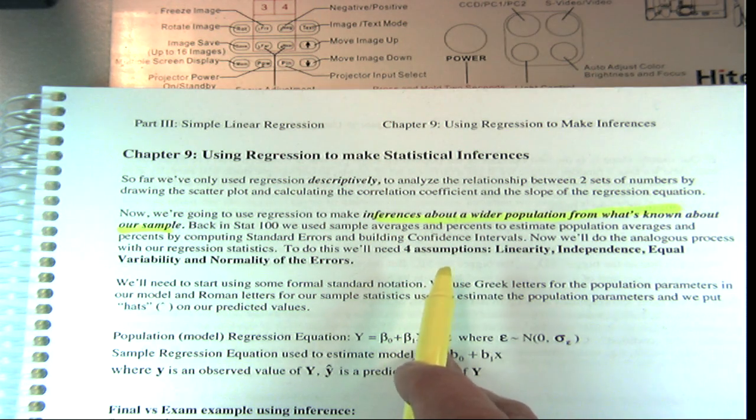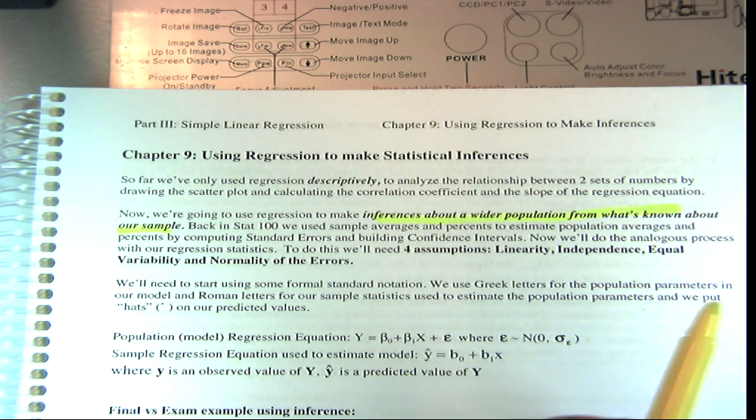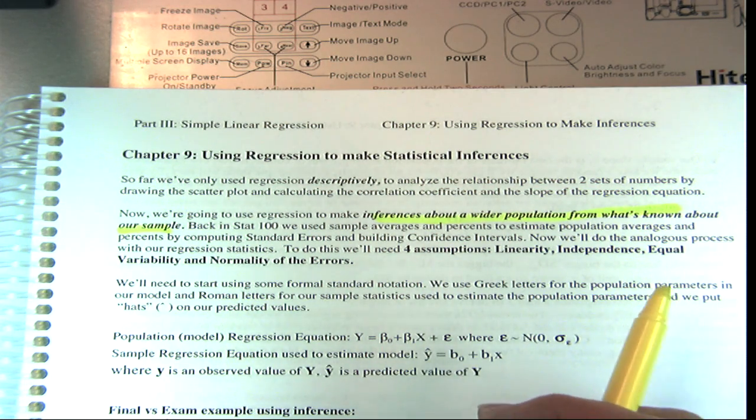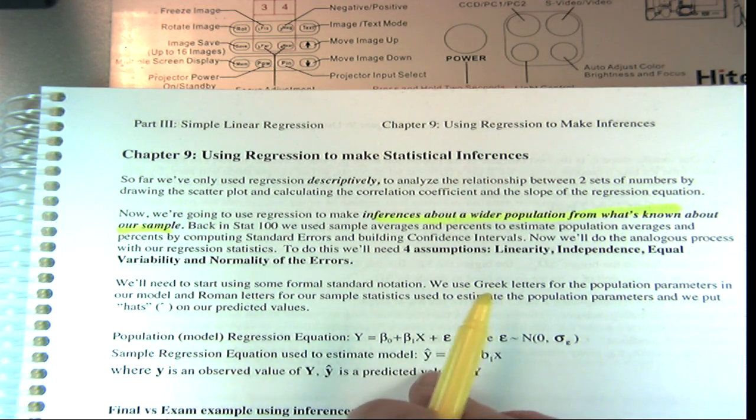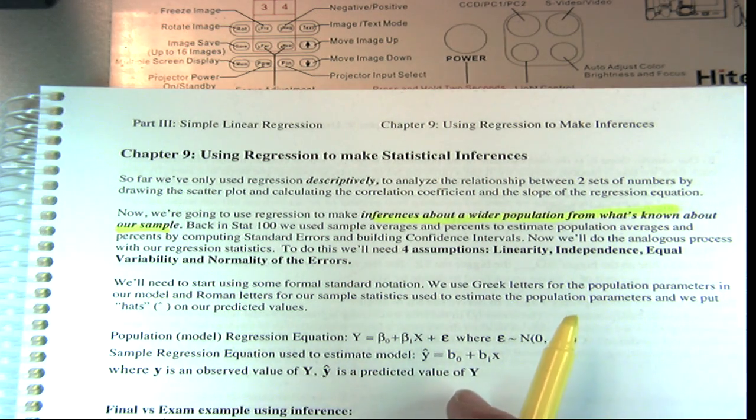Okay, so basically we got this regression equation, we got a slope, that's our sample slope, right? But each time we take a sample, that slope will vary. So we want to describe the typical variation of that slope and put confidence intervals around the slope. That's what we're going to be doing.